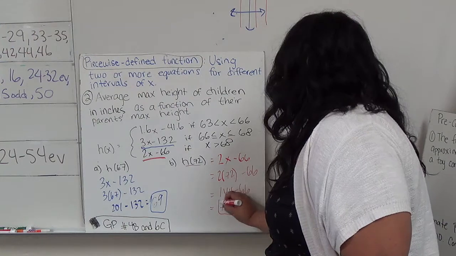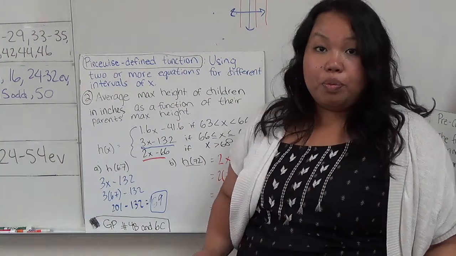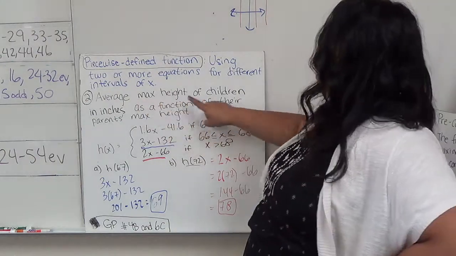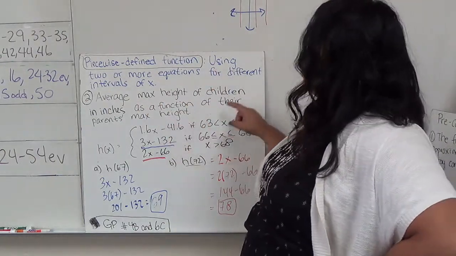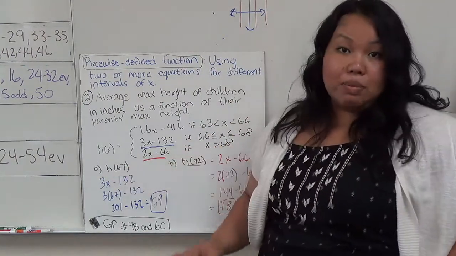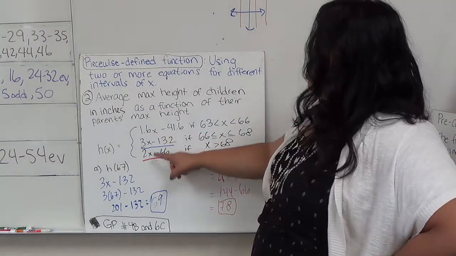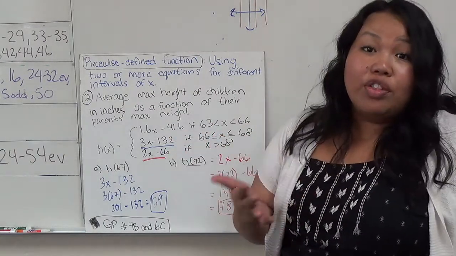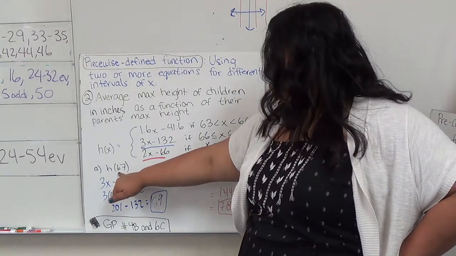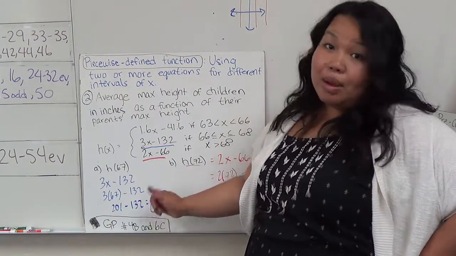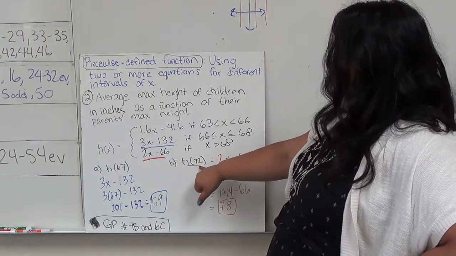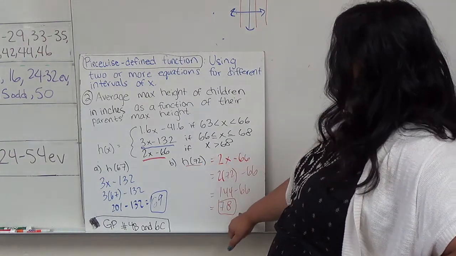78. Now, this is in fact a word problem, so let's figure out what they're saying. These equations deal with the average max height of children in inches as a function of their parents' max height. So the x's represent their parents' maximum height, whereas this is the equation to estimate how tall their child will be. So with a parent's maximum height of 67 inches, a child will be an average of 69 inches. And for parents with a maximum height of 72, their children will be 78.